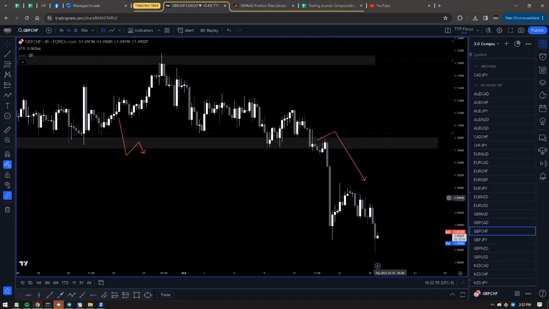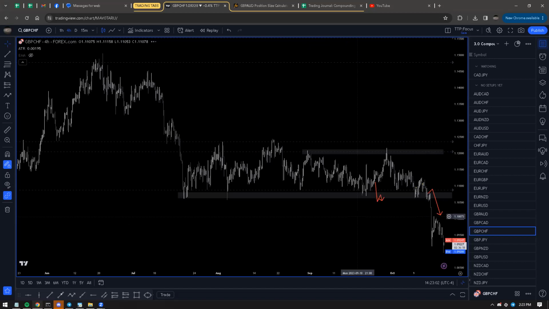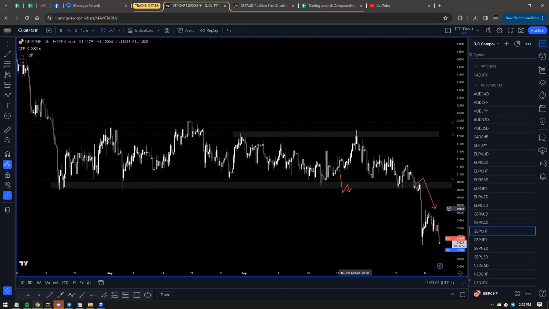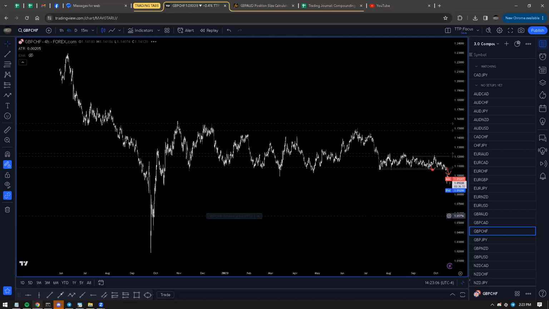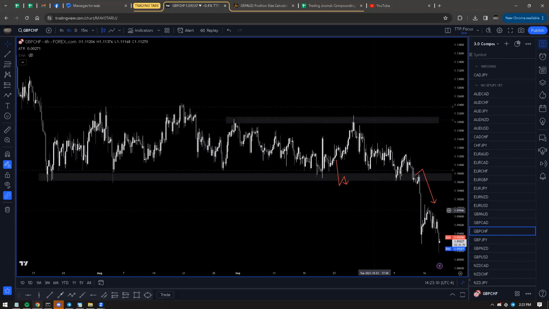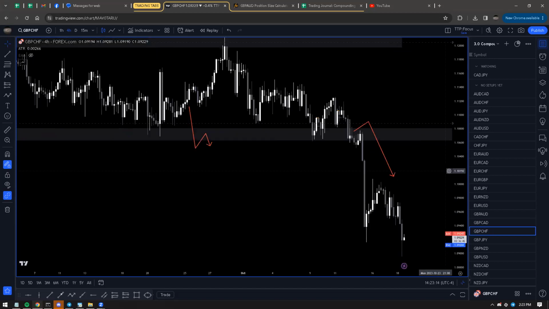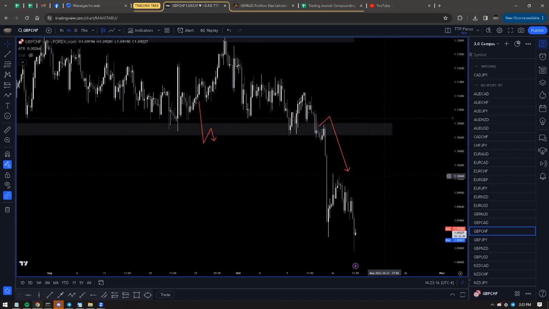GBPCHF is a mess. What's going on, GBPCHF? So we are out here in nowhere land. So I got nothing here. I was expecting price to pull up a little bit higher and retest before falling away, but it didn't. It just fell away. So that's all right.